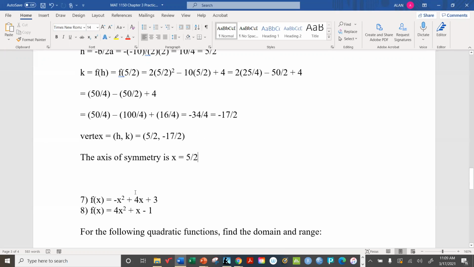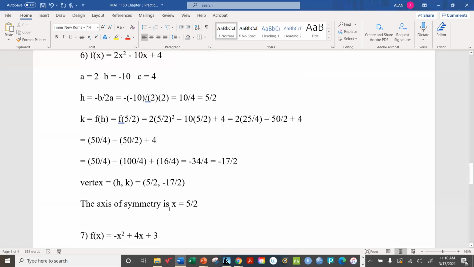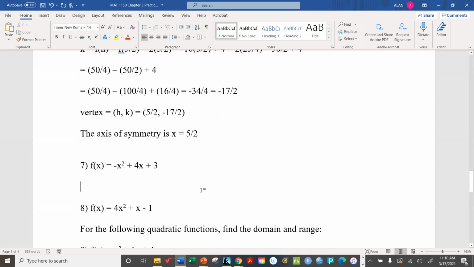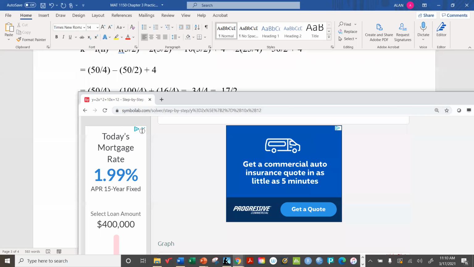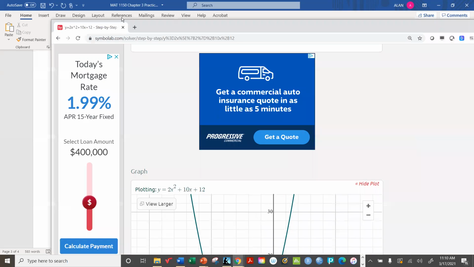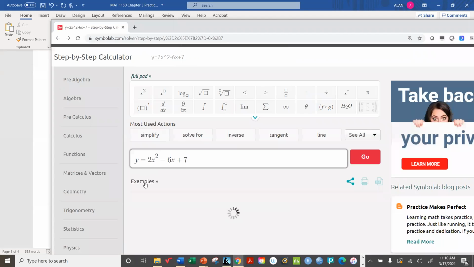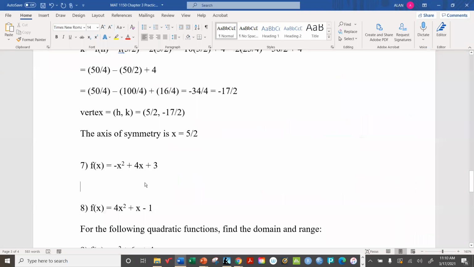All right. Now, number 7. Now, this one's different because this is the first time in a while that we've had a parabola that faces downward. You can tell just by looking at it. We don't need to graph this one, but this one we might want to graph. In fact, why don't we do that first? Minus x squared plus 4x plus 3, just to see what it looks like.